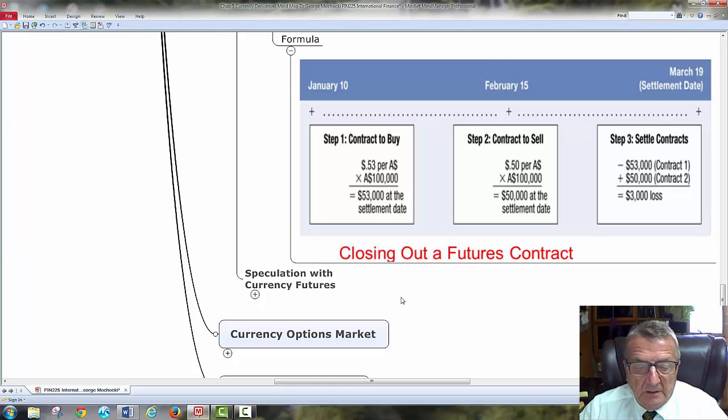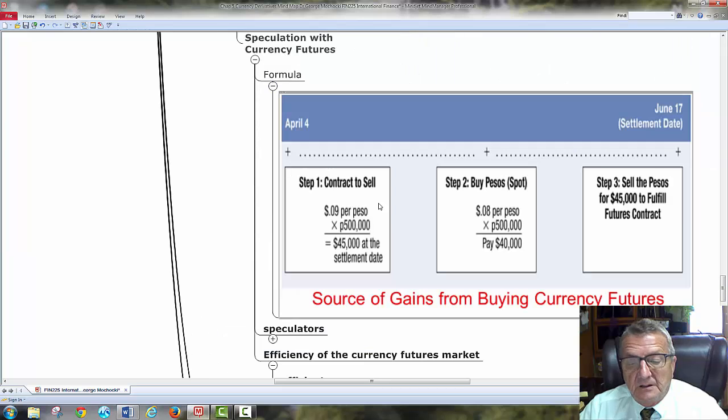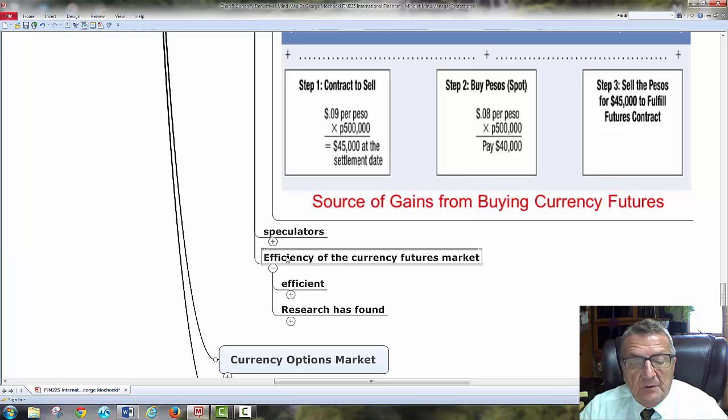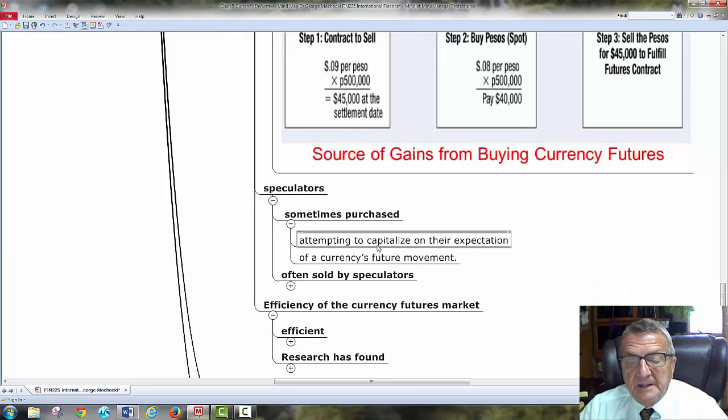Okay. Now, speculation with futures. Now, these are speculators. Formulas again. Here's one for gains on buying futures. When I'm looking at speculators, sometimes they purchase futures attempting to capitalize on their expectation of a currency's future movement. They're really watching, but it's like anything else.